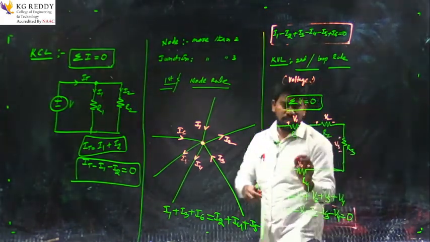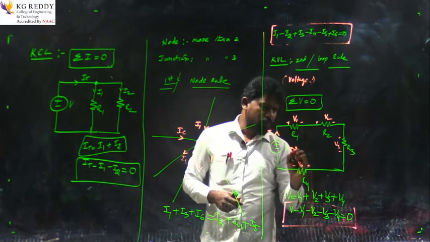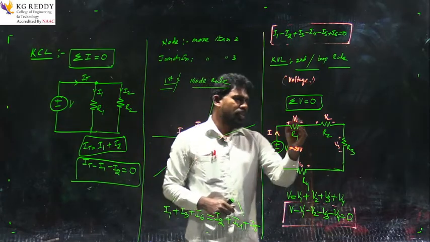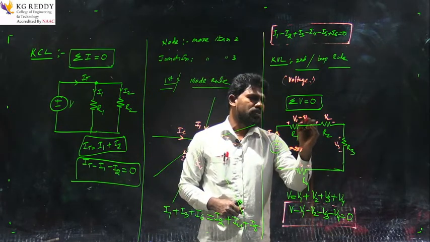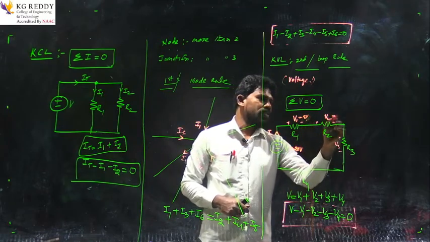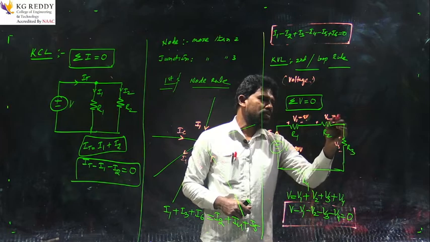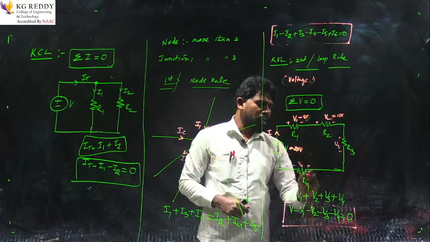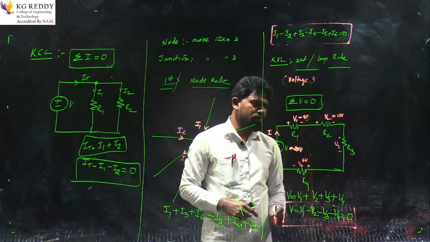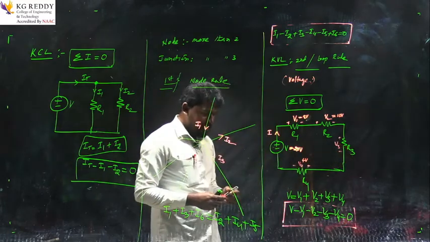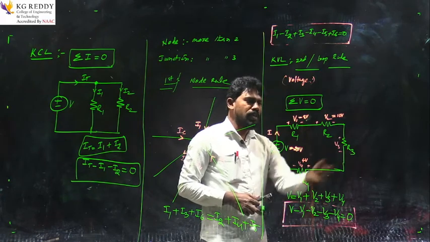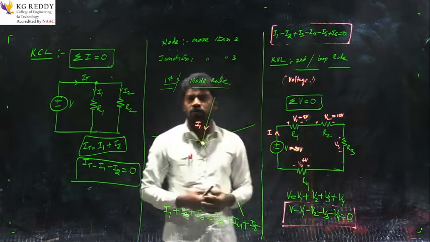I am giving the supply voltage as 20 volts. V1 is equal to 8 volts, V2 is equal to 10 volts, and V4 is equal to 4 volts. Find V3, the voltage across the R3 resistance, by using Kirchhoff's voltage law.